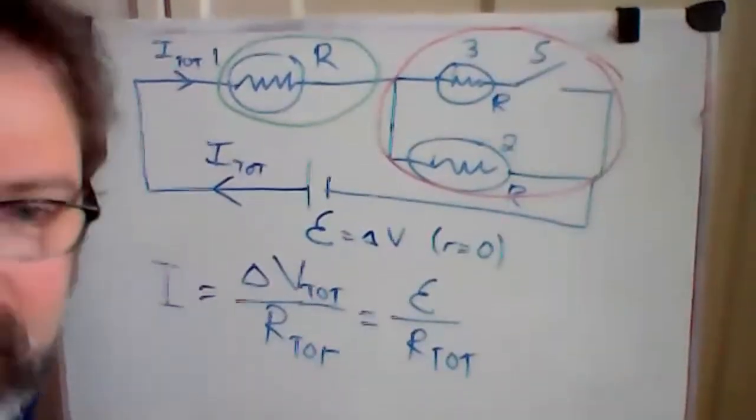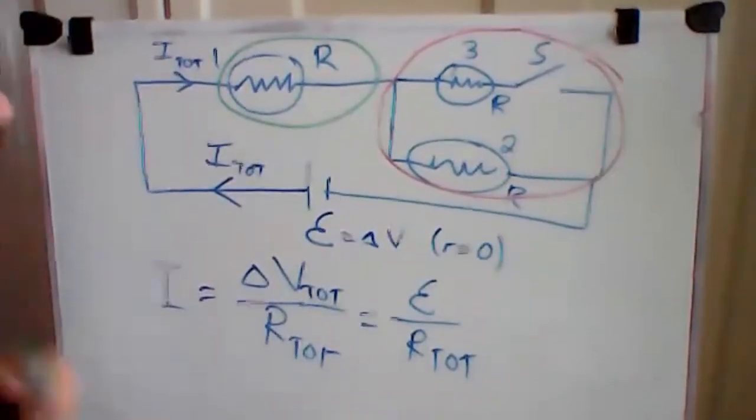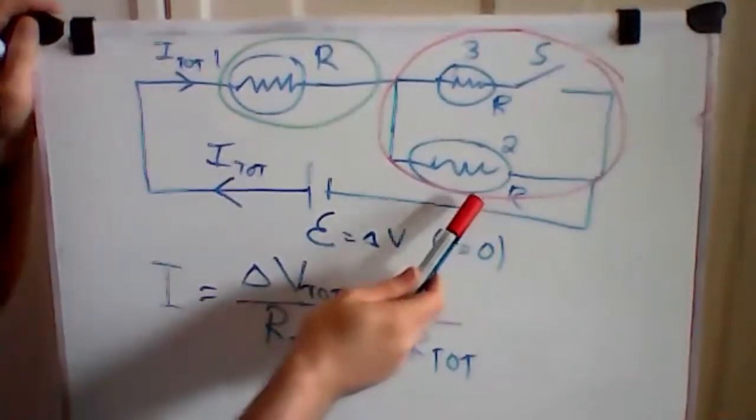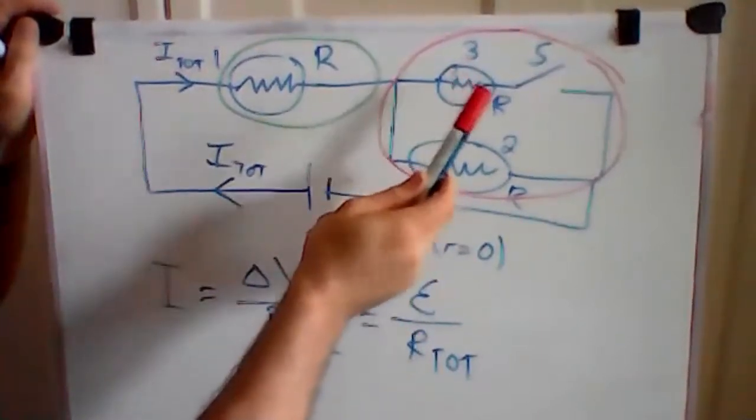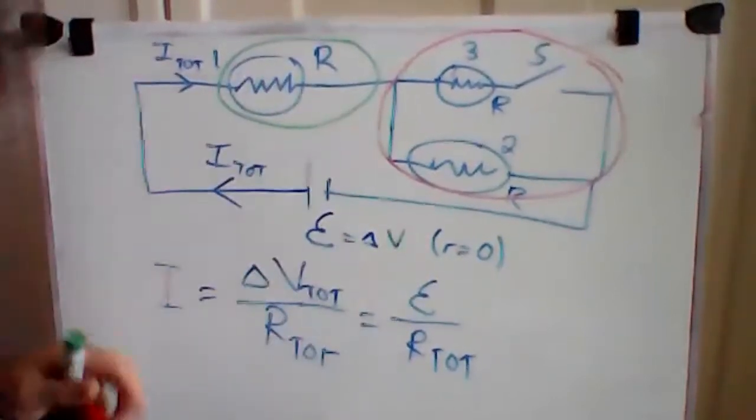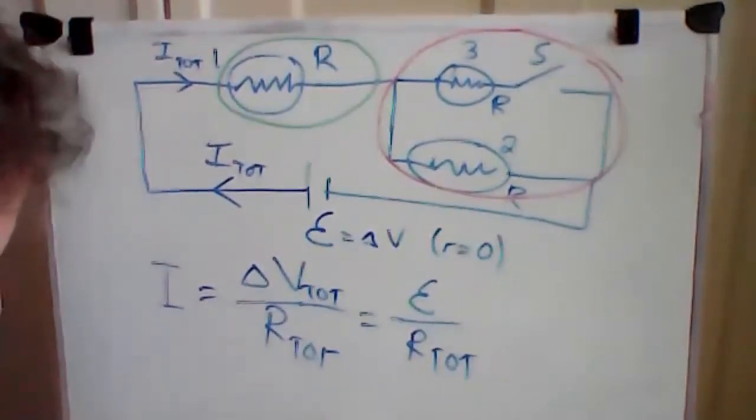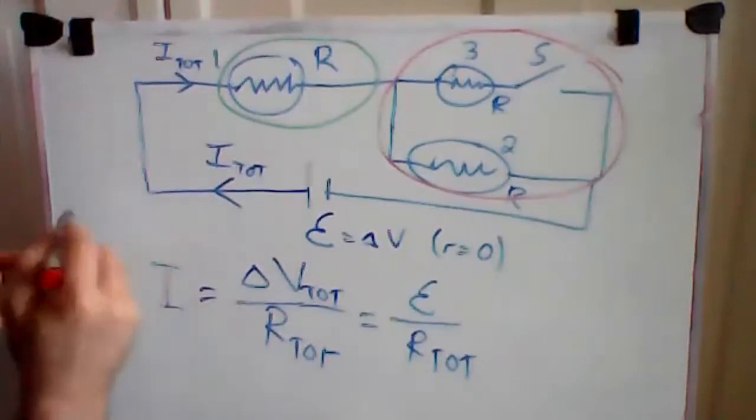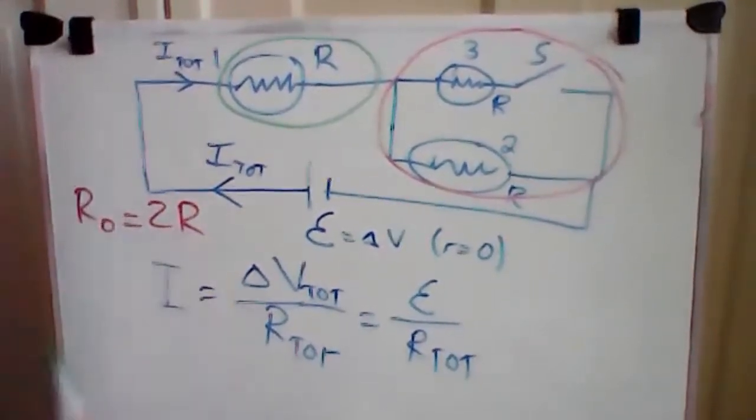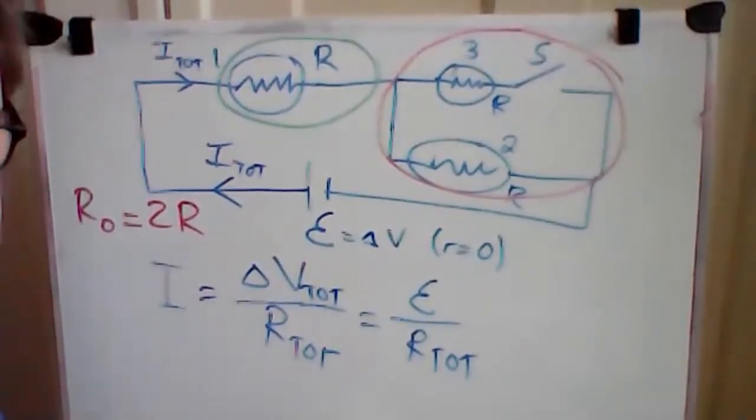So the red element is in series with the green element. So the overall resistance initially for the red one had been R, right? Because this one is not part of the circuit really before we close the switch. So initially the resistance had been 2R, right? So initially we had R0 is equal to 2R. That language makes sense. So before we close the switch, the resistance is 2R.